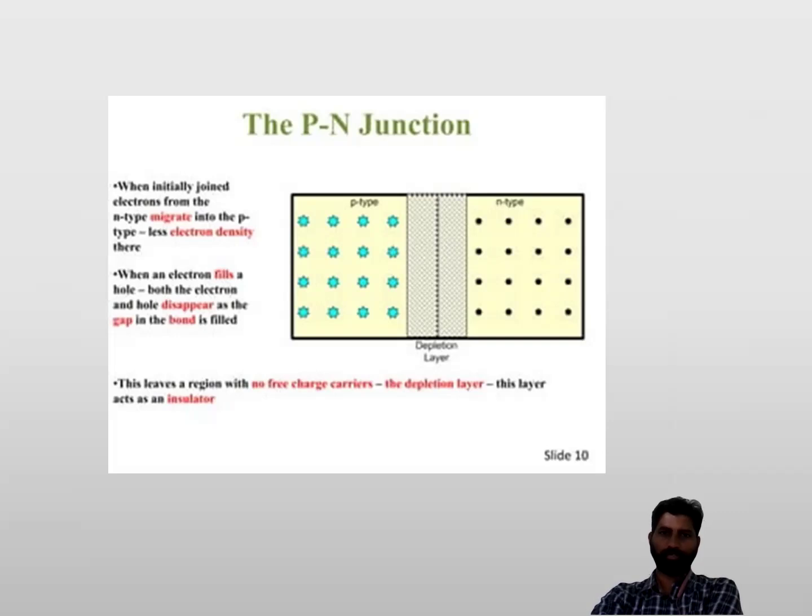This depletion layer stops further diffusion of the charge carriers from N to P and P to N. So it will act like a type of wall between these two materials, like the junction. Due to this, further flow of charge carriers won't take place between P and N. This is what we see initially when P and N are placed together.